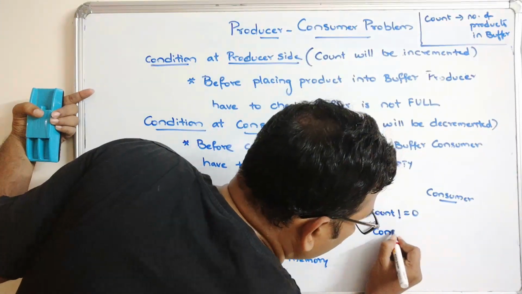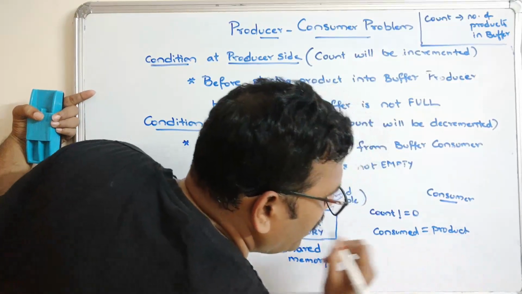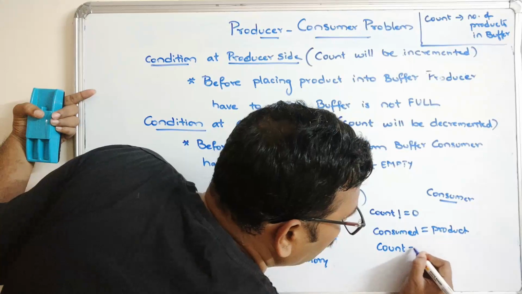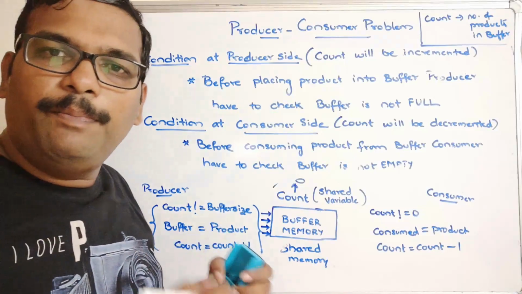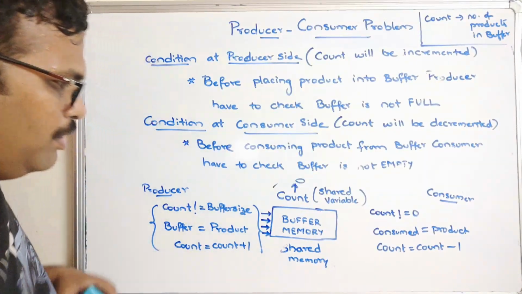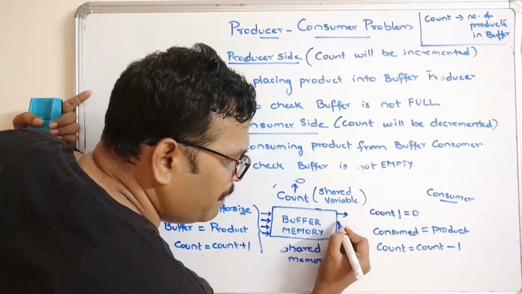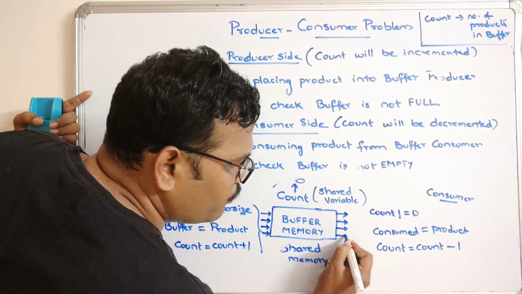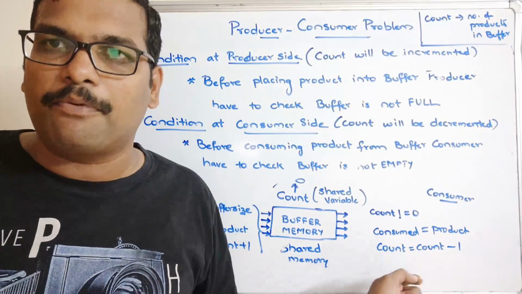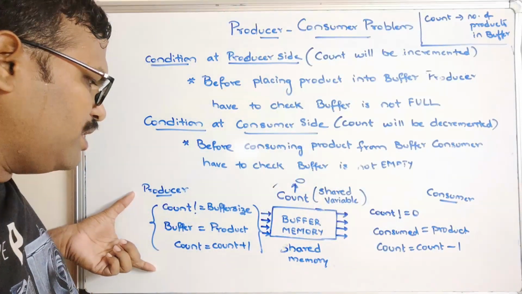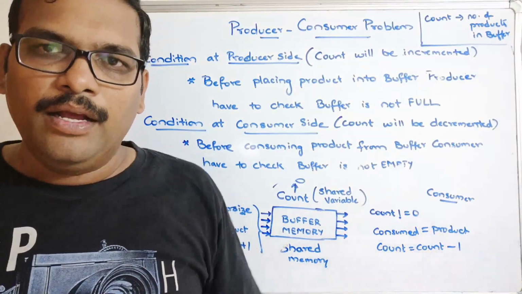So consume the product. And immediately the count value will be decremented by 1. Right? So whenever count is not equal to 0, one product will be consumed. Similarly, the same process will be continued. So this is also a never-ending process. So always the producer produces the product and always the consumer consumes the product. Right? So hope you understood.